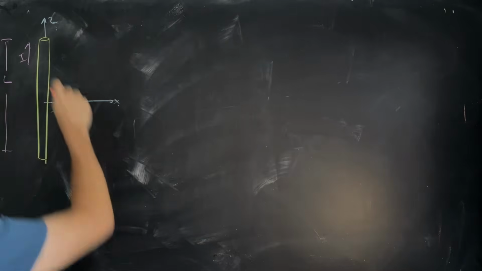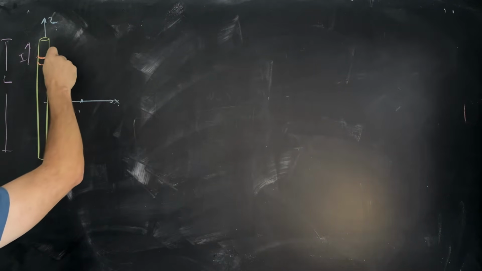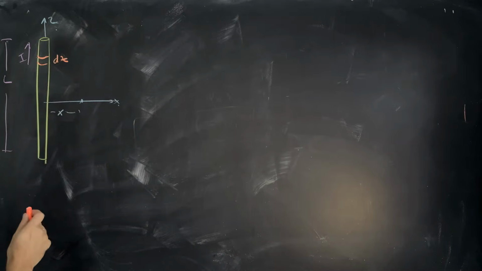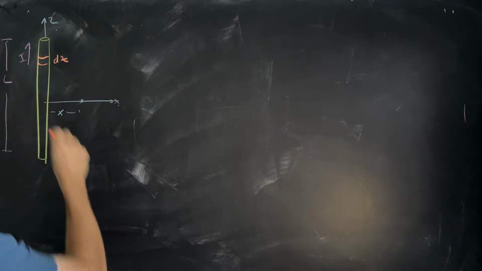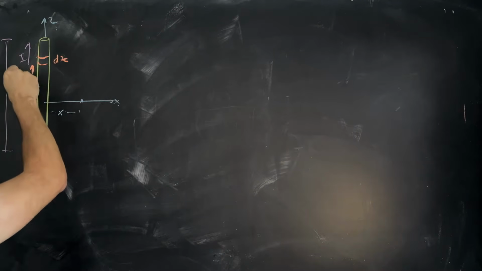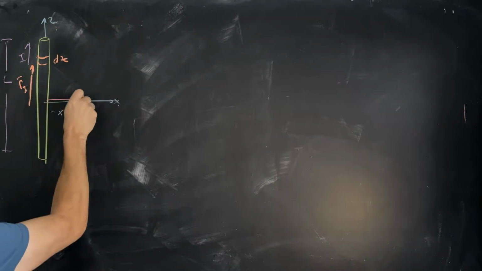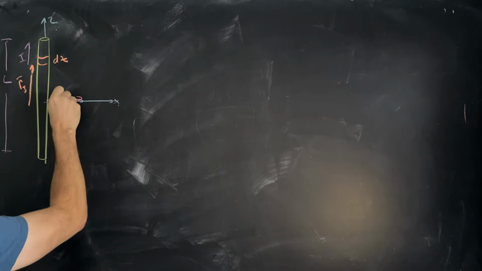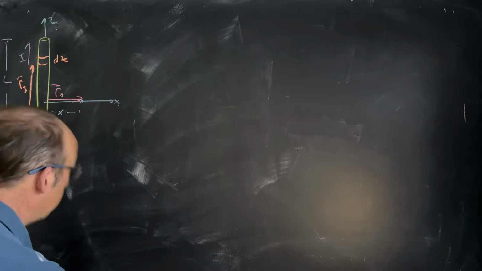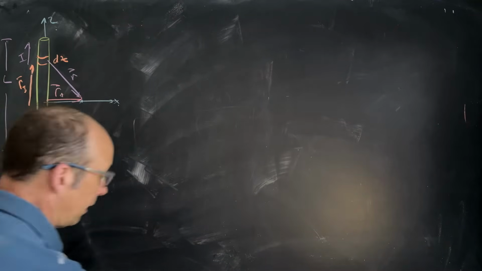Imagine that I have a little piece of this wire with a length of dz. Now, I need to know the location of that piece, so let's call that the vector r_i. Then I need the vector location of where I want to find the vector potential, call that r_o. And then this is R.